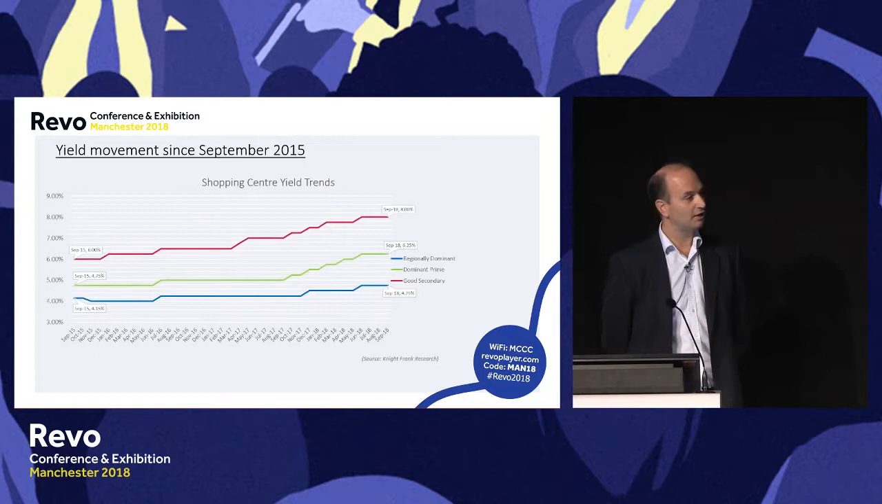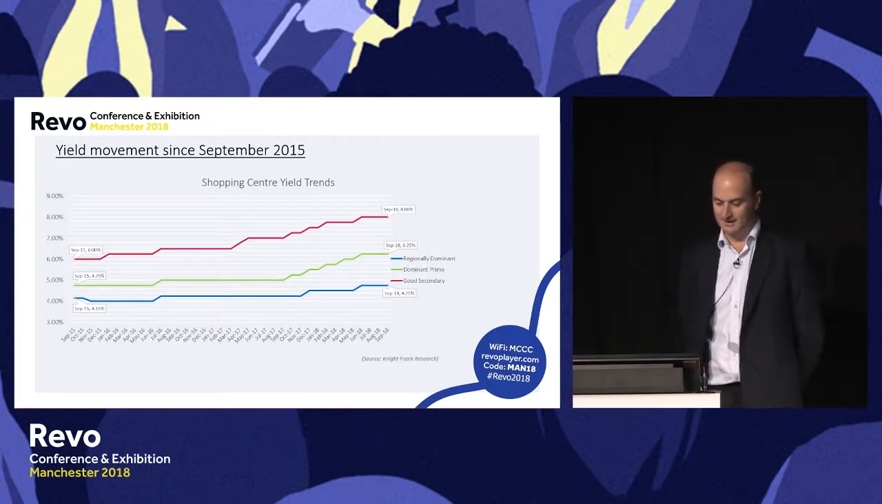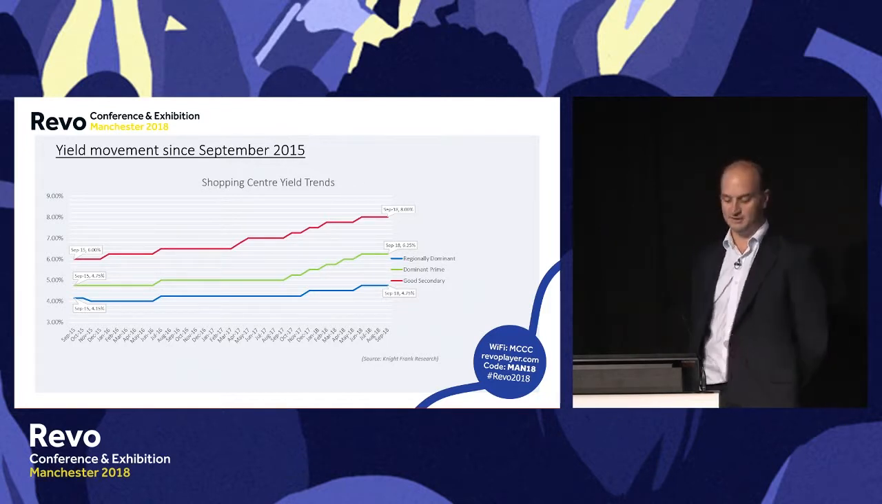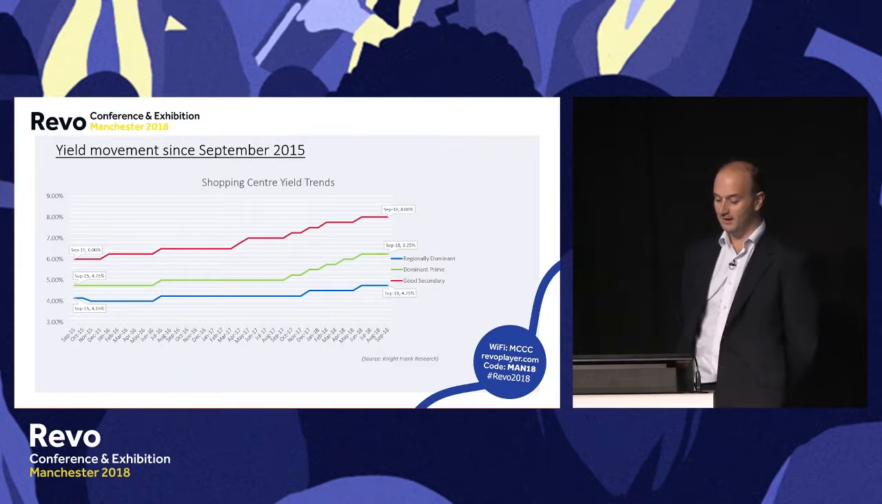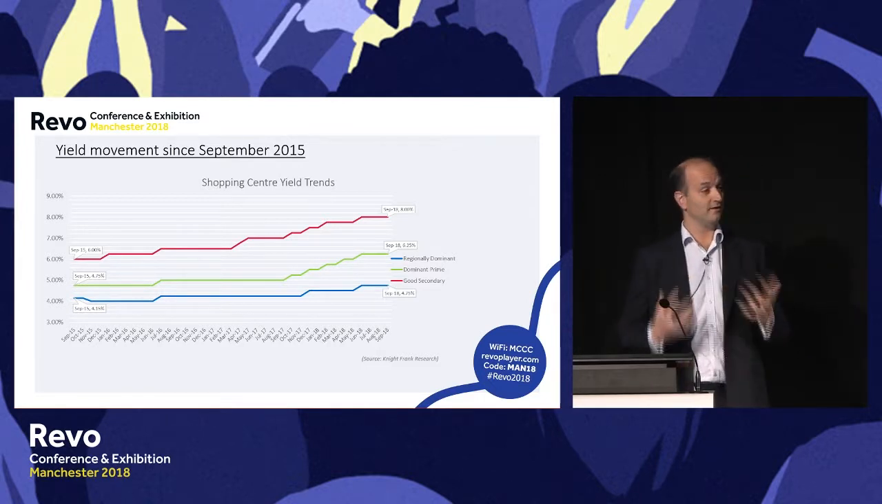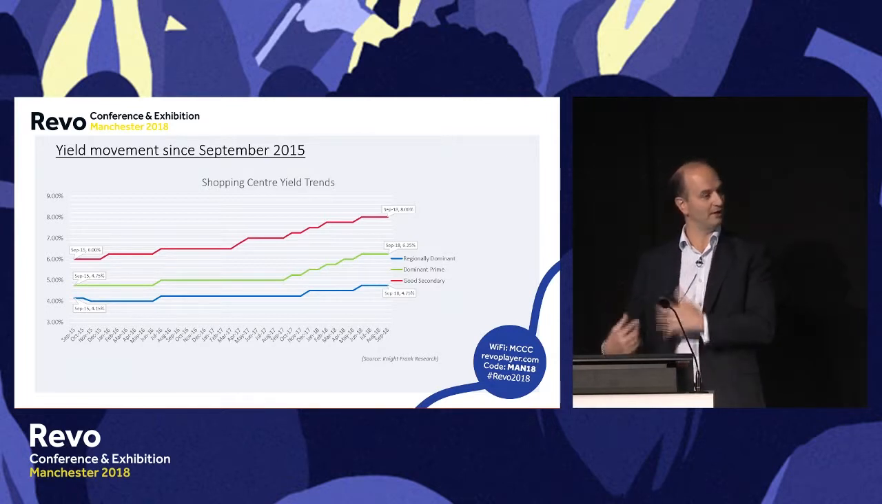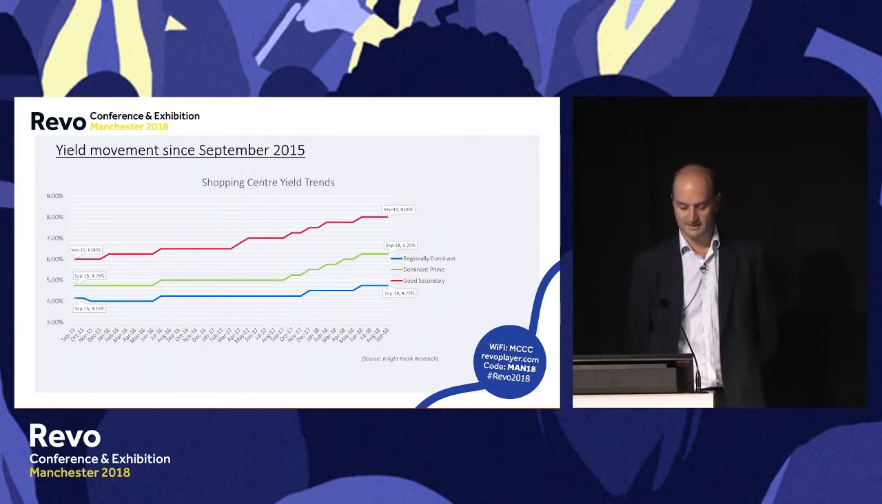I just want to touch on yield movement. And the first point to make here is you'll see that this yield graph uses the old terminology. We haven't yet adopted the new terminology into the yield time series, and that's a piece of work we need to do. The second point to make is this is Knight Frank's historic terminology: regional dominant, dominant prime, good secondary. I've stripped out other secondary because it's not relevant to IPD.